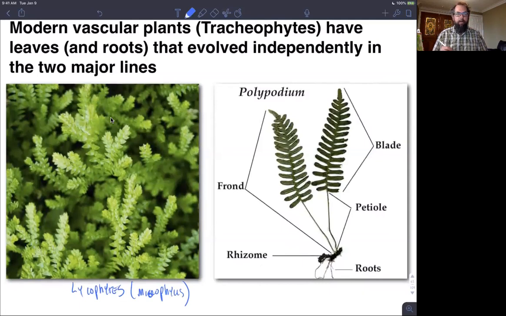In our ferns and seed plants, we have what we call megaphylls, so megaphyllous leaves. Megaphylls, as we'll see, are typically larger, and they have branched veins throughout them. That helps us distinguish them morphologically from each other: microphylls with their single vein, and megaphylls with their multiple or branched veins.